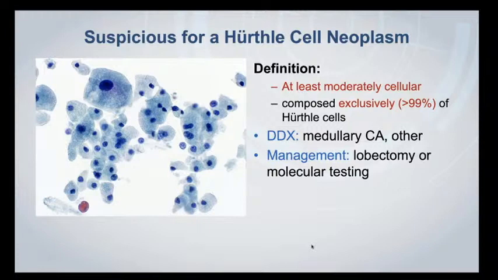The differential diagnosis here includes, perhaps most importantly, medullary carcinoma. We'll talk about that in just a few minutes. I showed you an example of a parathyroid neoplasm that had oncocytic features last Wednesday, but there the clinical history was very helpful. The patient had hyperparathyroidism, so we were able to do immunohistochemistry for PTH and prove that it was a parathyroid neoplasm. You might also consider things like oncocytic variants of papillary thyroid carcinoma, and I'll show you an example of that and explain how we distinguish that from a Hürthle cell neoplasm. The management here is lobectomy or molecular testing.